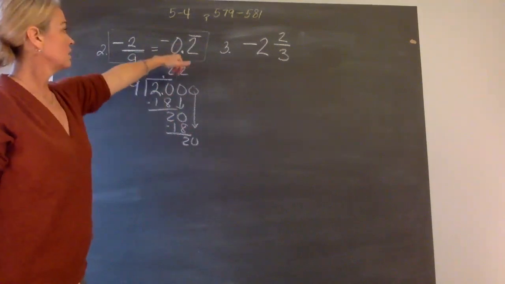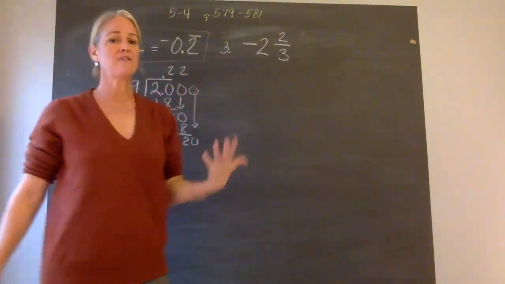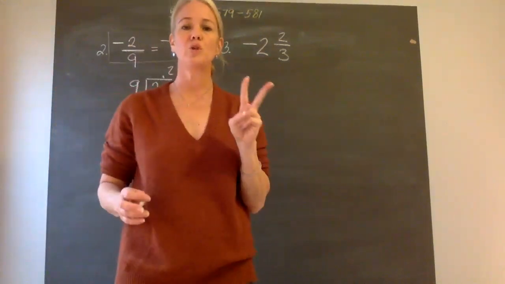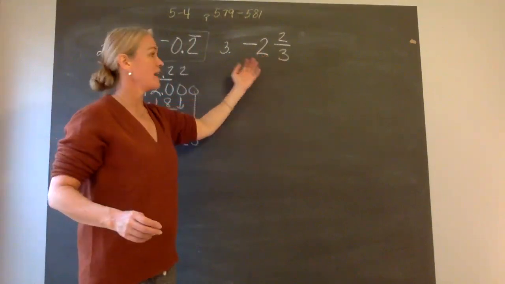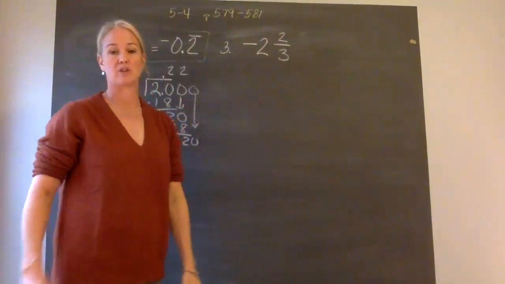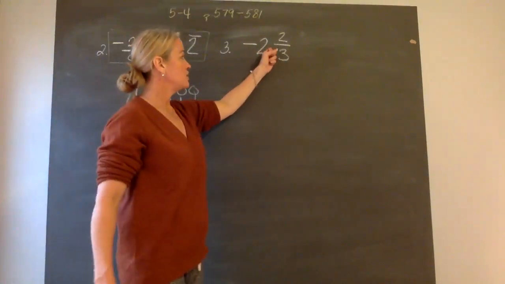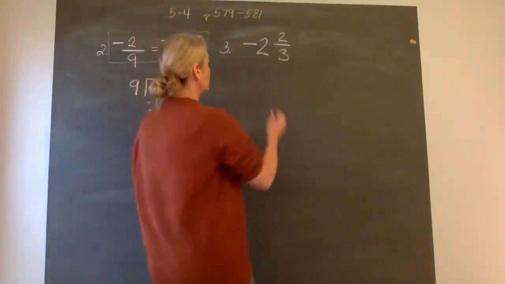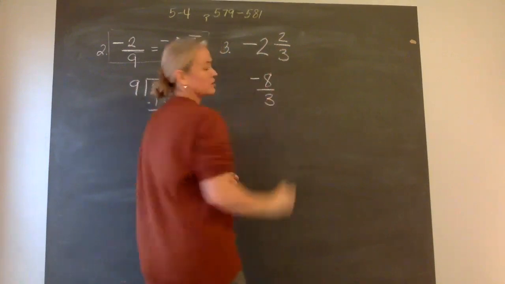Negative 2/10 repeating. So just make sure you remember the negative sign. Same thing over here. Now we have a whole number. There are two ways you can handle a whole number. One way is to change it to an improper fraction. For example, negative 2 2/3 is going to be the same thing as negative 8/3.